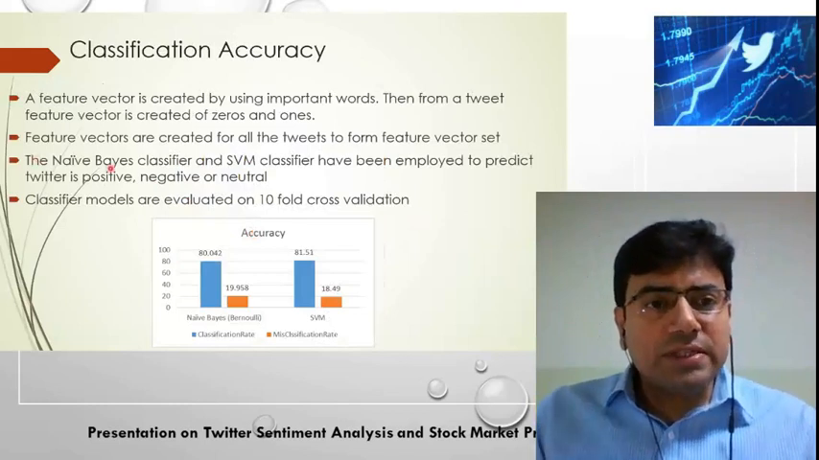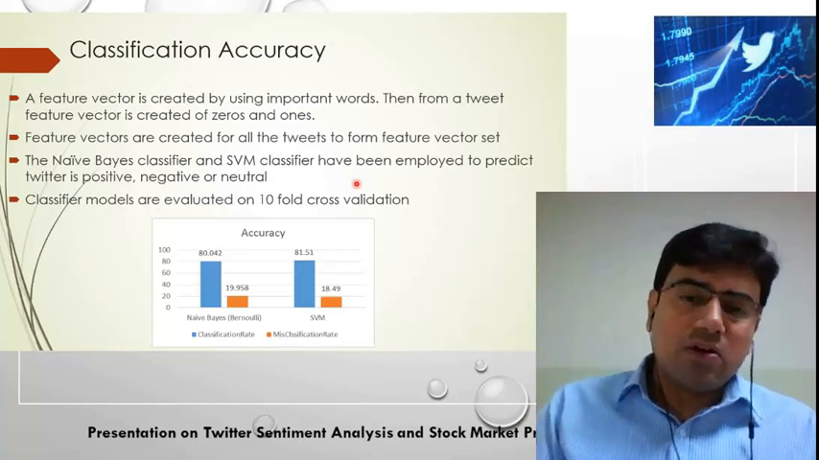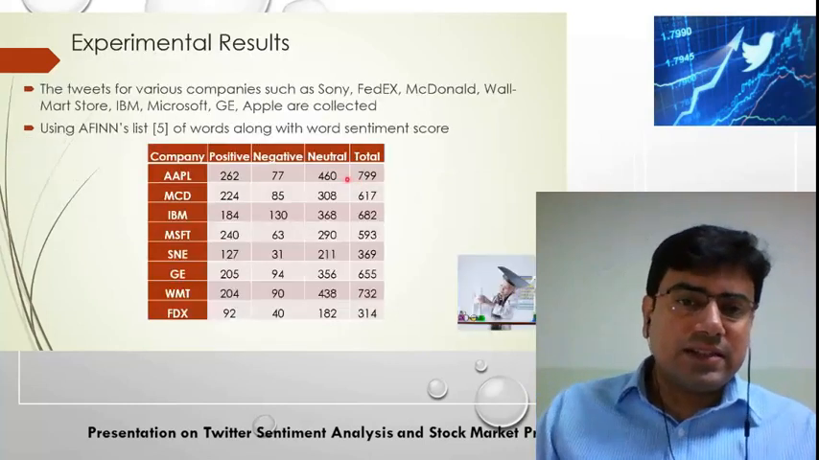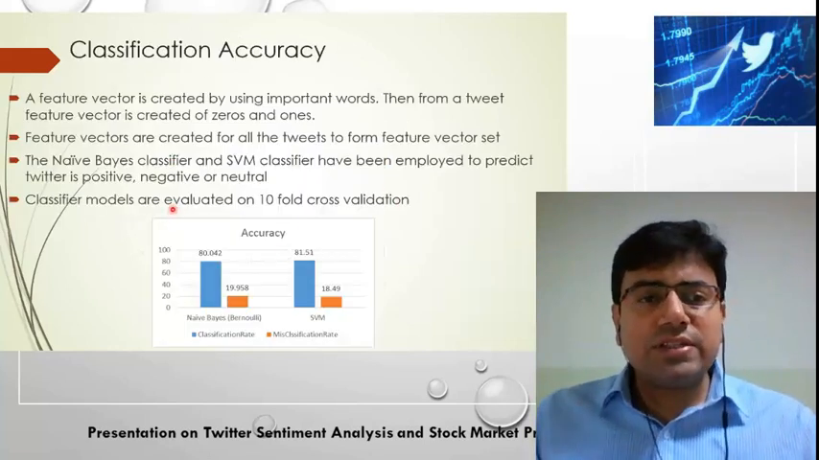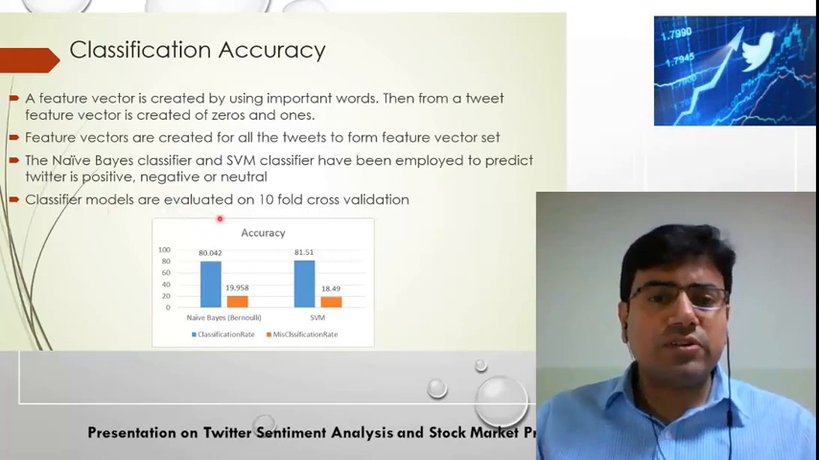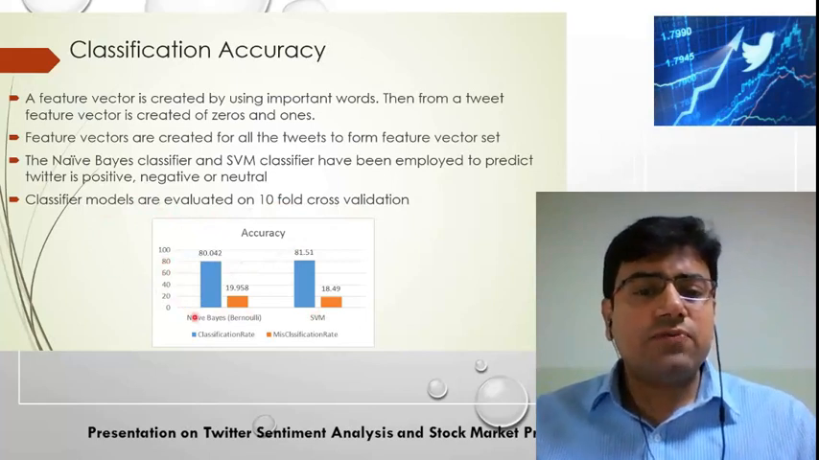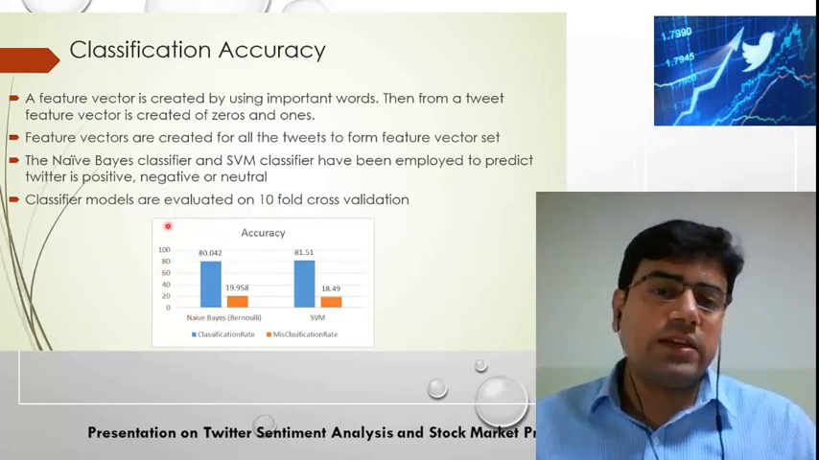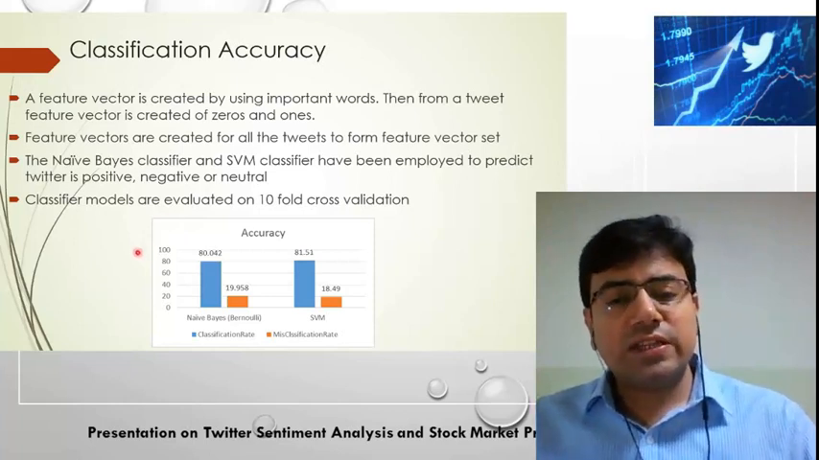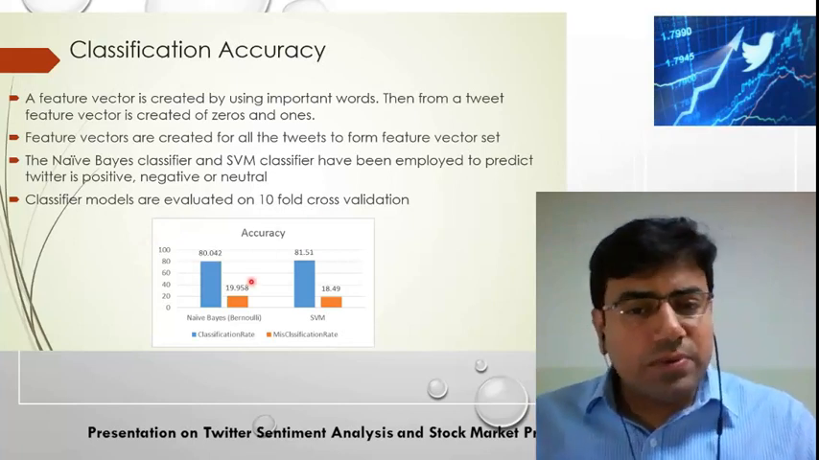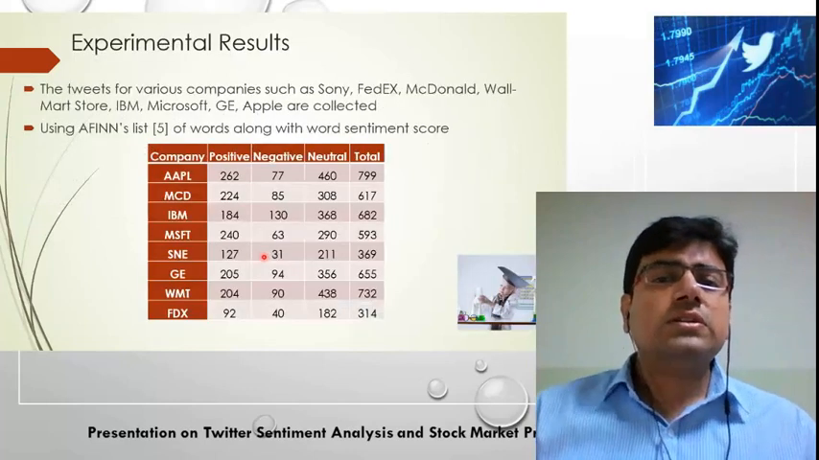We use the Naive Bayes classifier and the support vector machine classifier, trained on this training set, and performed the tenfold cross validation. The classification accuracy on tenfold cross validation is given in the chart. The accuracy for the Naive Bayes classification is around 80.042, and for the support vector machine it is 81.51. Now this is a pretty good classification rate given the largest set of tweets available.